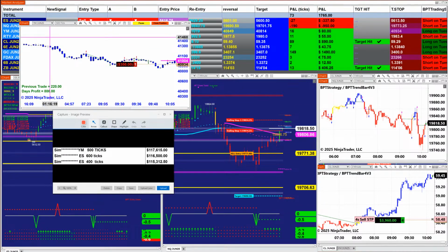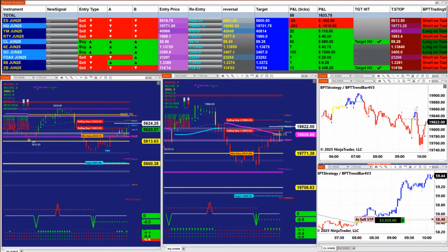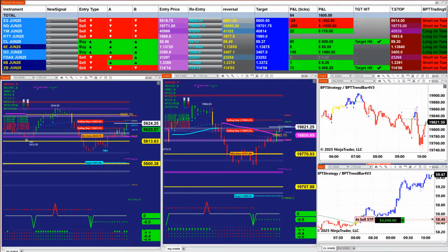So it gives you another extra chart to hedge the futures market if you want to, because nobody seems to care about the YM, but the YM has been doing it for a few months, and it's been very stable, the YM.